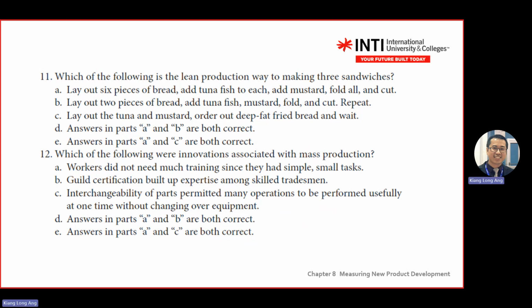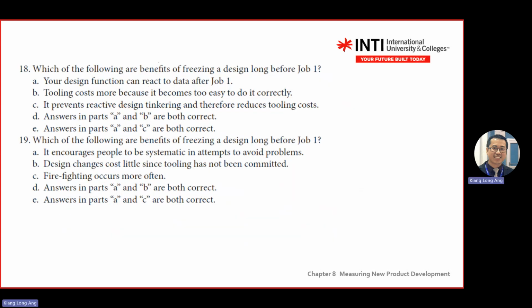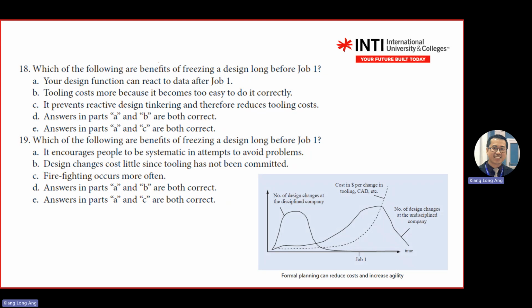So which one is the lean production way of making sandwiches? Okay, B, means you try to trim the process. Try to trim the process and make it fast, make production a lot, because your objective is to make sandwiches. Okay, now which of the following were innovations associated with mass production? This one you read. Which of the following benefit? Okay, this one you read now.